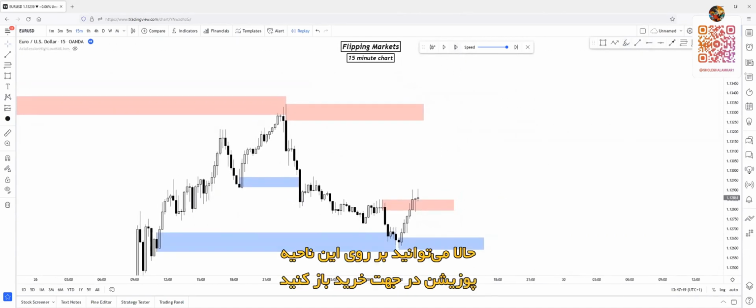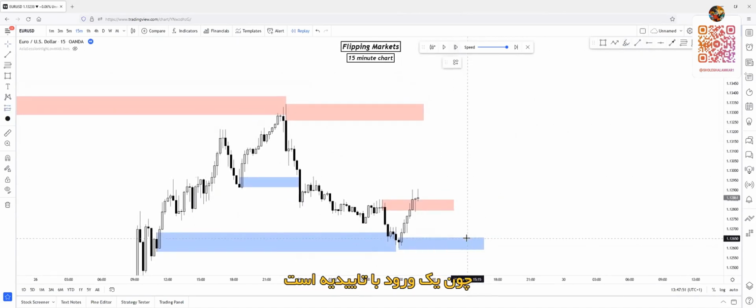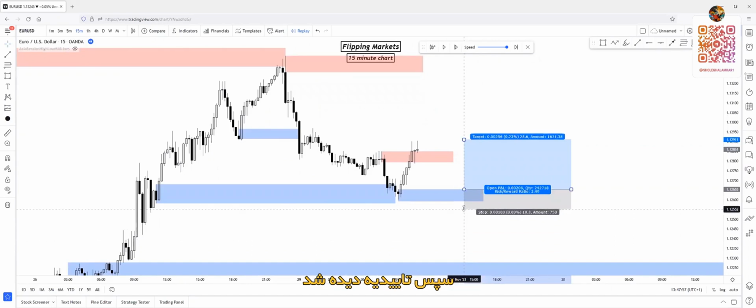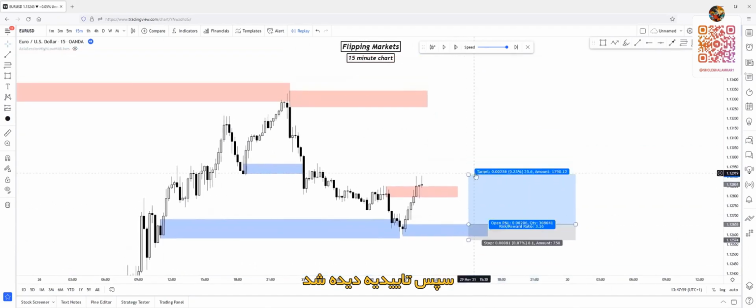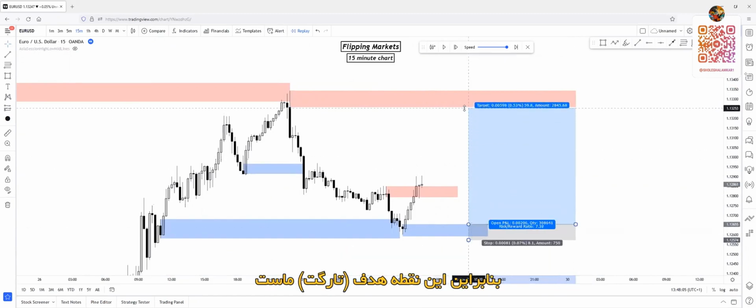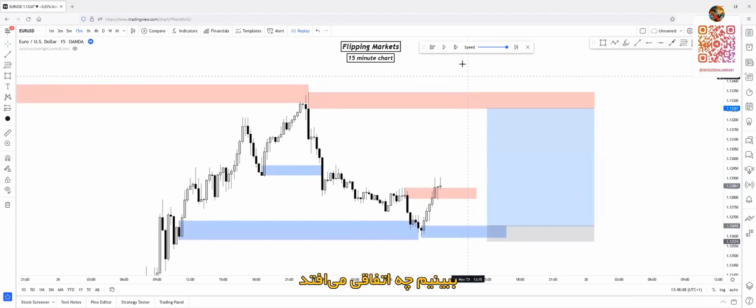So actually you can open a long trade on this zone because this was the confirmation entry. Price broke through the last supply zone. So demand has been formed. So a confirmation entry has happened, and we can target the next unmitigated supply zone, as I said. So this will be our target point. Let's see what happens.